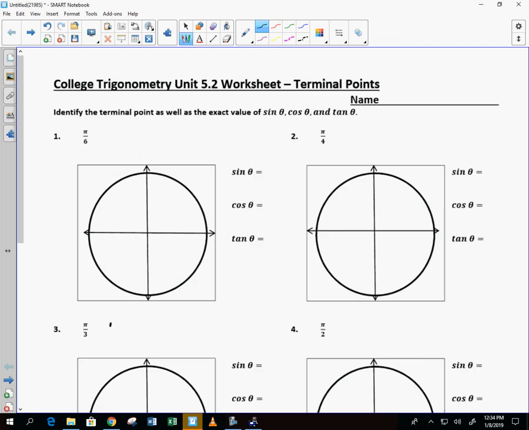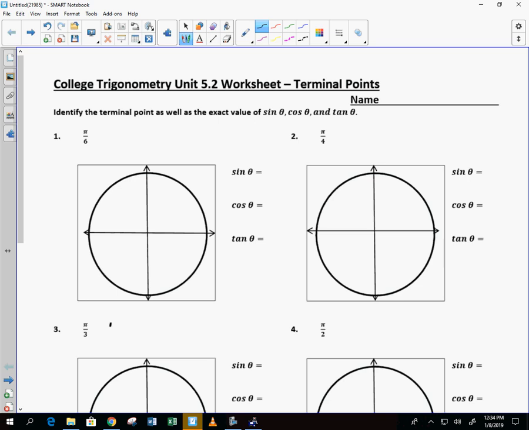Okay, here we go. We have this worksheet. We want to find the exact values of sine, cosine, and tangent, or whatever they ask within these problems. This may look like a lot. We're going to show how you can do it quickly. I would like you guys to develop the skill to where you can do it quickly.